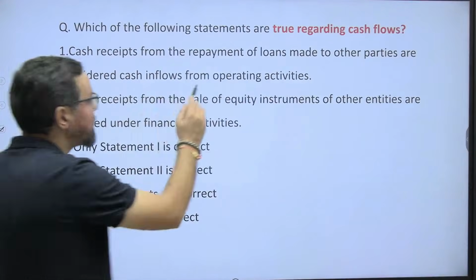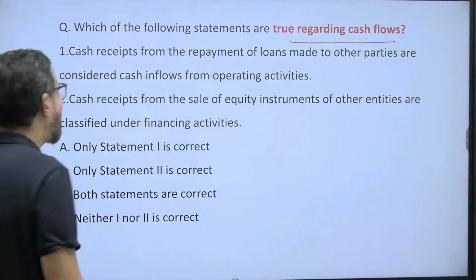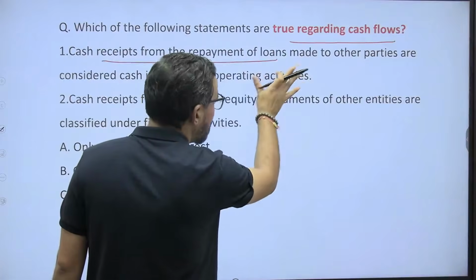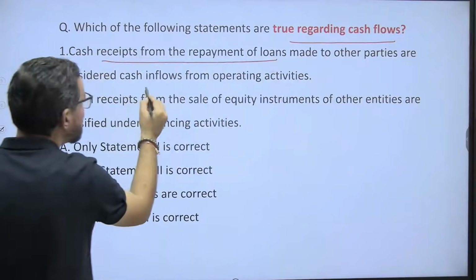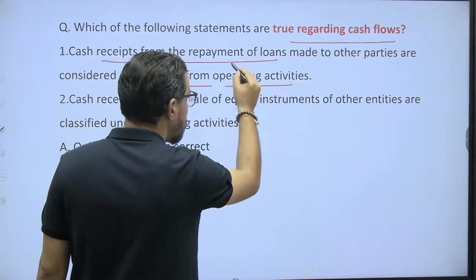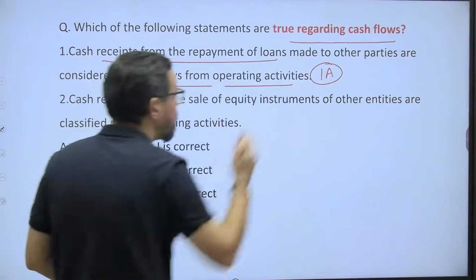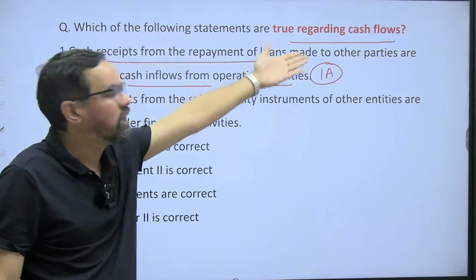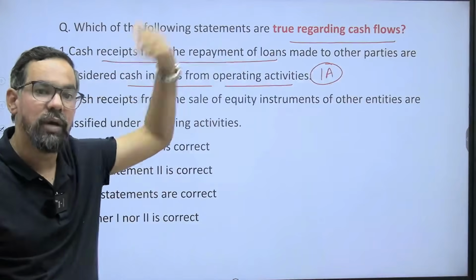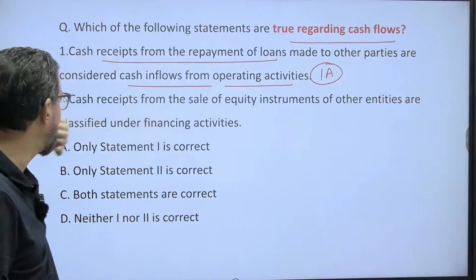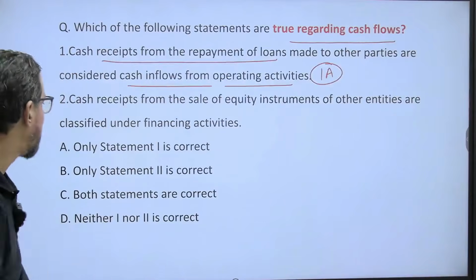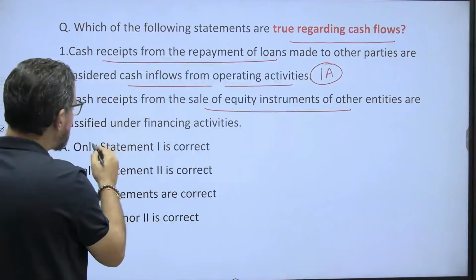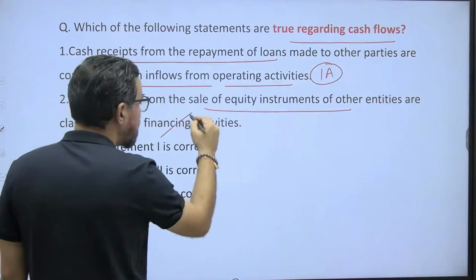Which of the following statements are true regarding cash flows? Again, cash received from repayment of loan. Cash received from repayment of loan made to other parties are considered cash inflow from operating activities. No, it is investing activities. So the question is cash received from repayment of loan made to other parties. We have given a loan to some other parties and they have repaid that particular one. So it is inflow from investing activity. Cash received from sale of equity instruments of other entities are classified as investing activity. They are investing activity.